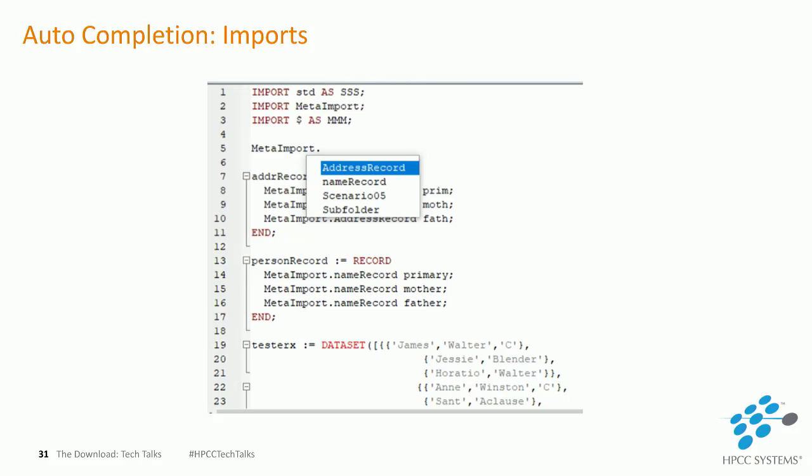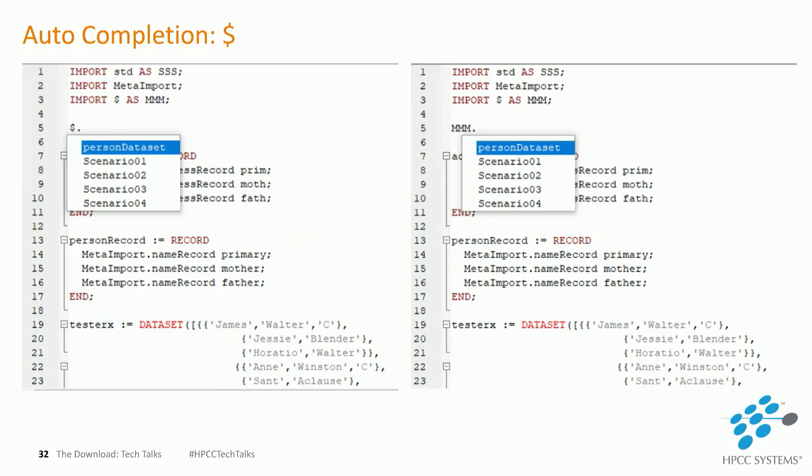And I'm going to show you something that is quite new. For instance, you can see here, if I type in the $ and a dot, it knows that the $ is in fact in your current module folder, and those are all the other attribute files there. So that is new in 7.